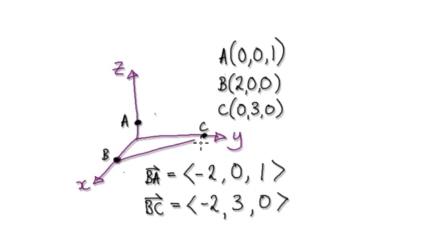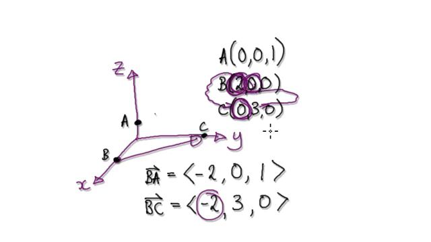How would I get from B to C? Well, currently I'm at B. How would I get to C? Well, currently I'm at 2. I need to move back 2 places in order to get to 0. So this, take away this, would be -2. Currently I'm at 0 here. How would I get to 3? If I'm currently at 0, I need to move three places to get to 3.